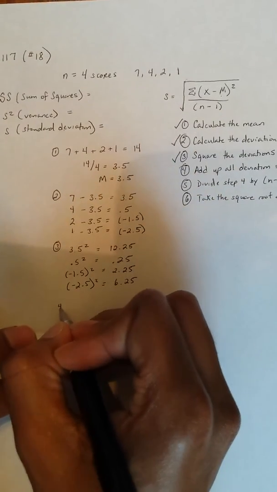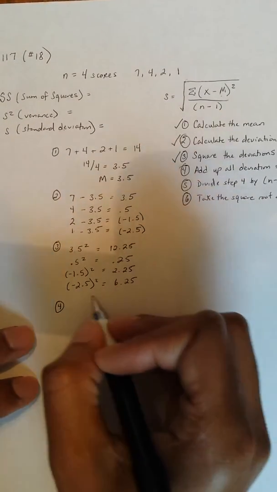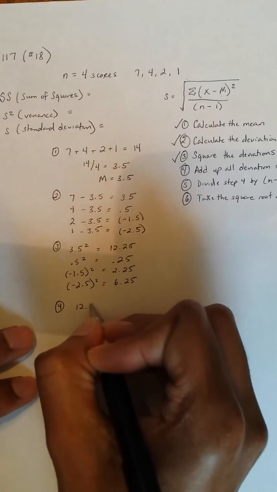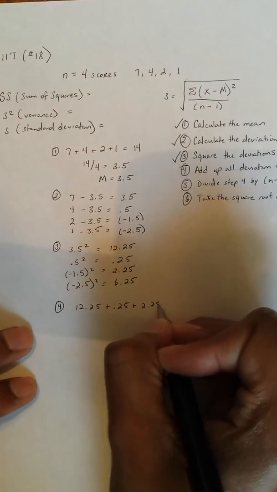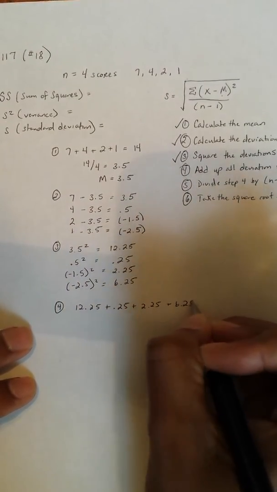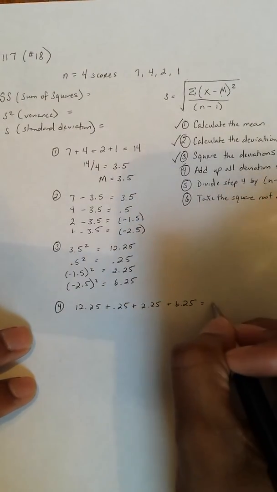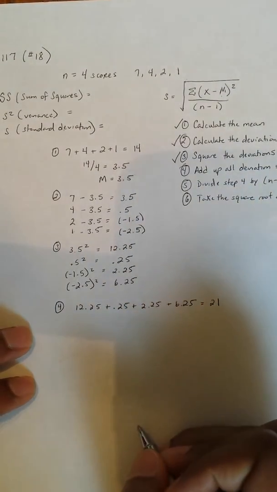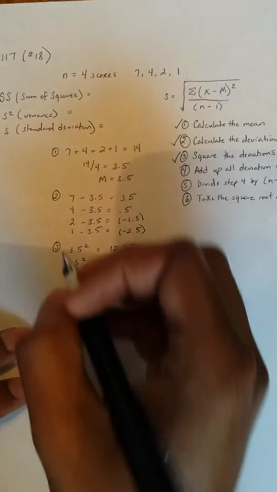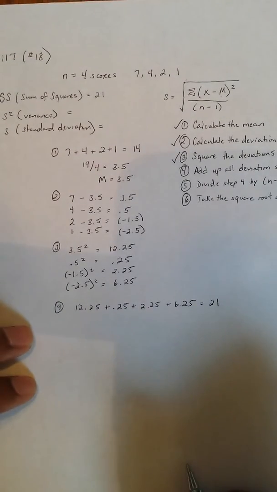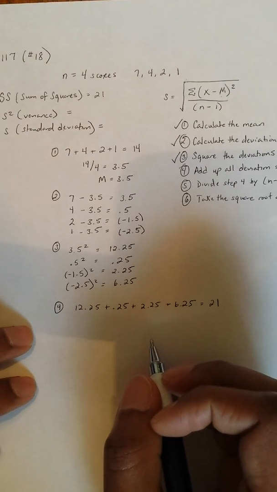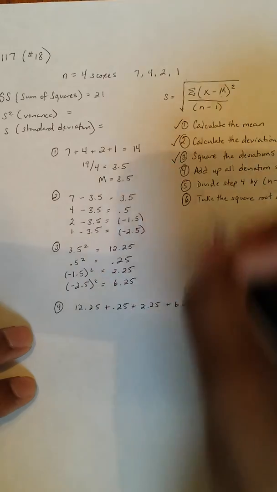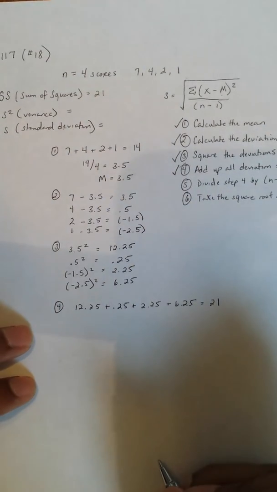Now, step 4 is adding up all of those squared deviation scores. So 12.25 plus 0.25 plus 2.25 plus 6.25. Adding all of those up will give us 21. And that is the sum of squares. Okay, so we have calculated our sum of squares, or our sum of squared deviation scores. Okay, so we've done step 4.